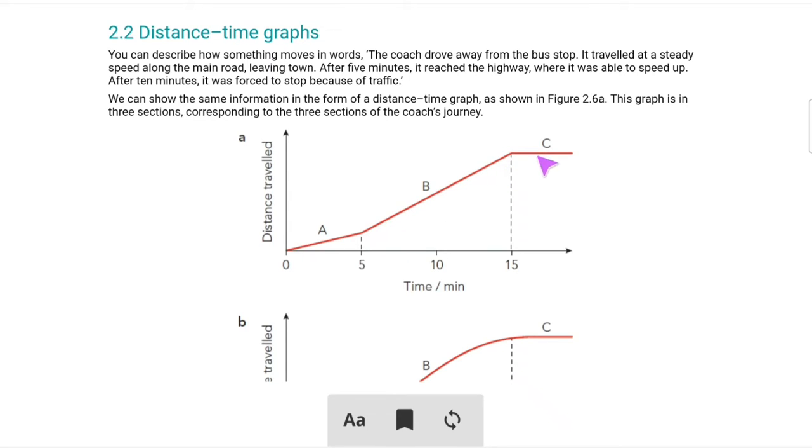After 10 minutes, we can see that the graph is horizontal to the x-axis. That means there is no change in the distance. That particular coach has no longer traveled. This shows it is at rest. Here we can say that the vehicle is in a stationary position. So there will be no change in distance, and the graph will be horizontal to x-axis.